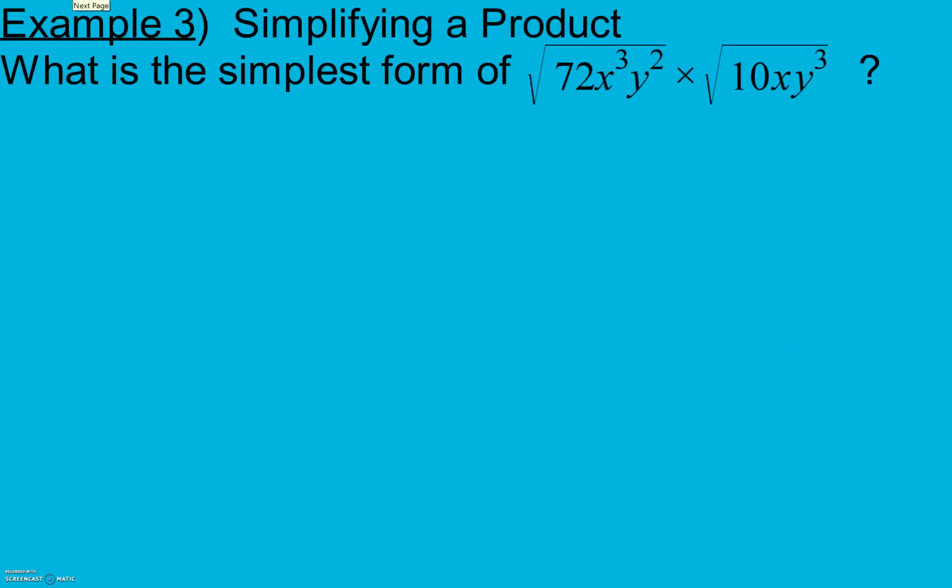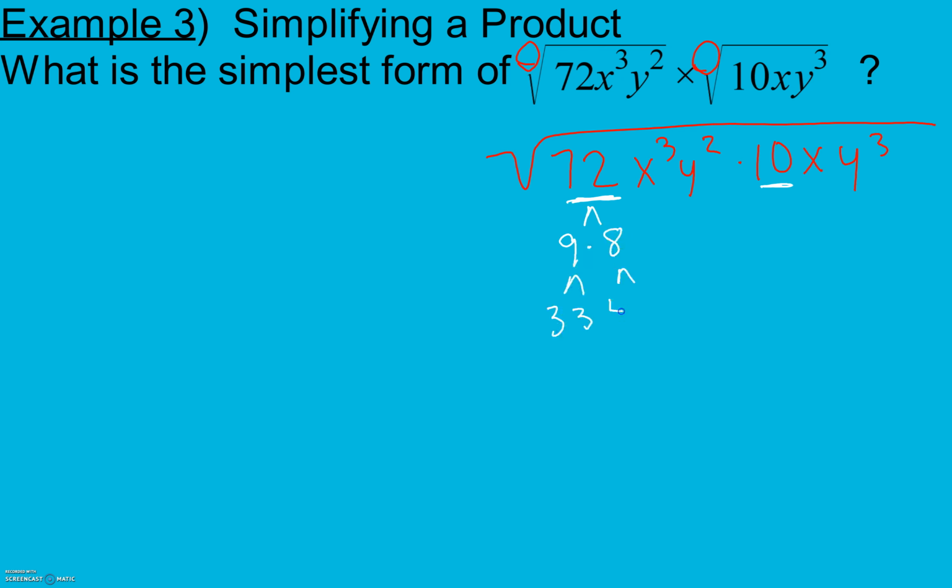Simplest form here. Same idea, we're just going to have to find our product first. So since our indexes are both the same, both 2's here, we can write this all as one square root: 72x cubed y squared times 10x y cubed. We can multiply our number parts together if we want to, or we can break them down into their prime factors first. I'm partial to breaking them down first because it's easier to do it when we have smaller pieces. So 72 is 9 times 8, which is 3 times 3, and 4 times 2, and 2 times 2.